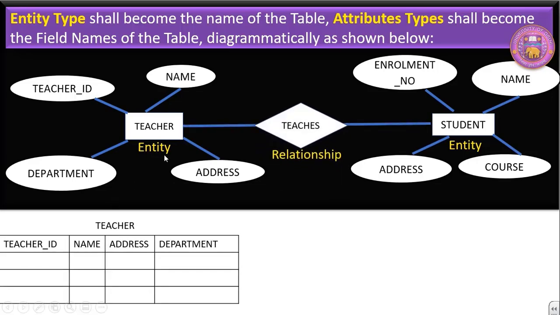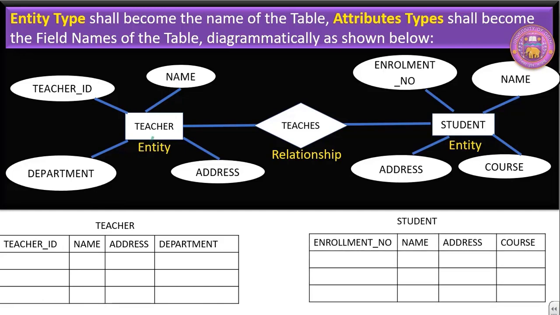Now this entity type becomes the name of the table, and these entity attributes become the different fields of the table. Teacher entity type becomes the name of the table. Similarly, entity type becomes the name of the table here also. Entity attributes become the fields of the table.